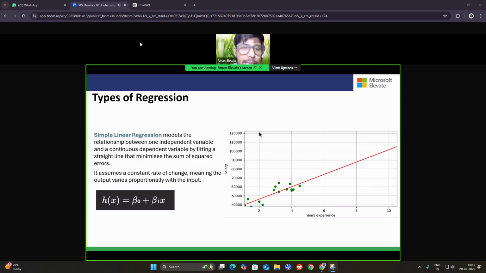So the simple linear equation is something simple. One independent variable, one dependent variable. And then we simply put it on a simple Cartesian plane and check it. You know Cartesian plane, right? The XY plane. If you are unable to get it, this is what it is.